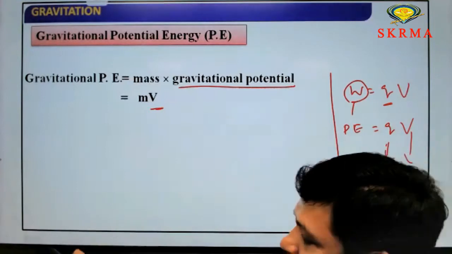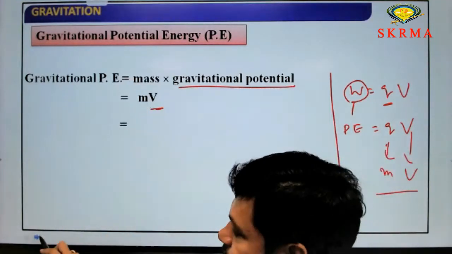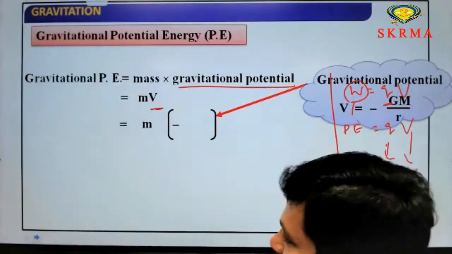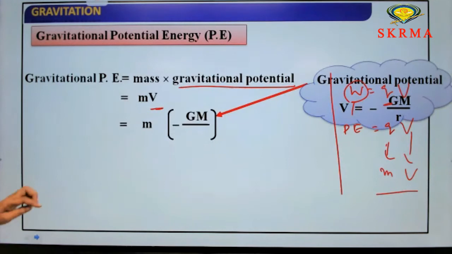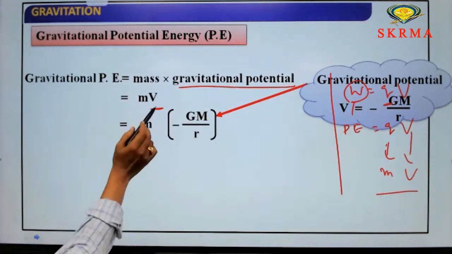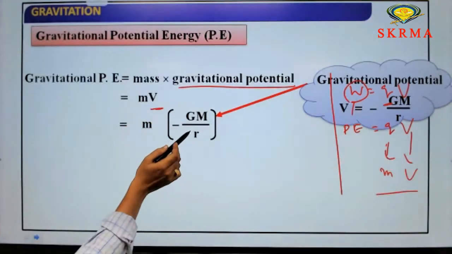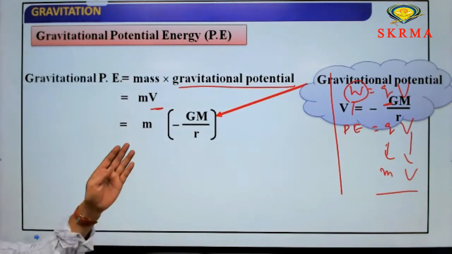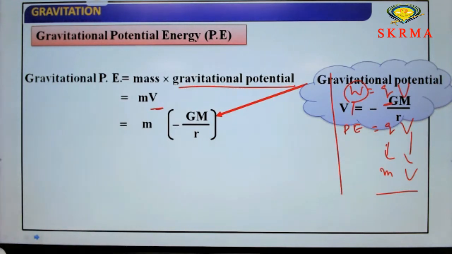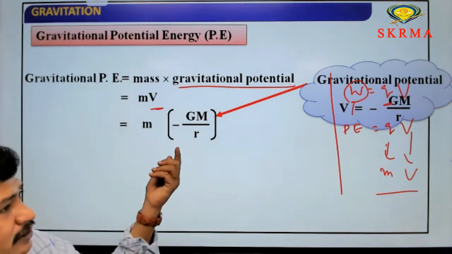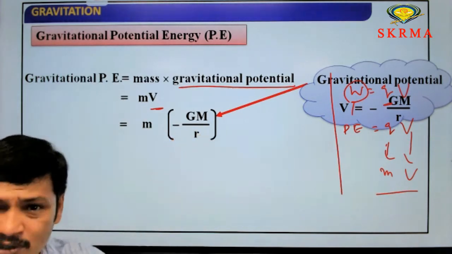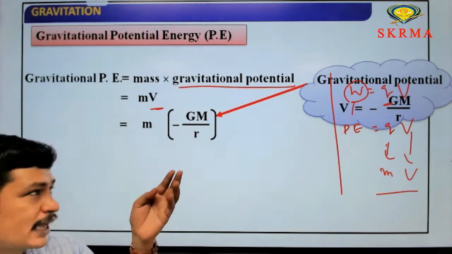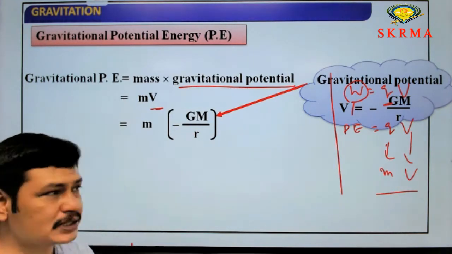Here, instead of the potential we can write GM by R, not R square, GM by R only. V is equal to minus GM by R, the gravitational potential. What does the negative sign represent here? The negative sign represents attraction. Everywhere, if there is a negative sign for a field, force or potential, the negative sign represents attraction, meaning the nature of the forces here is attraction.